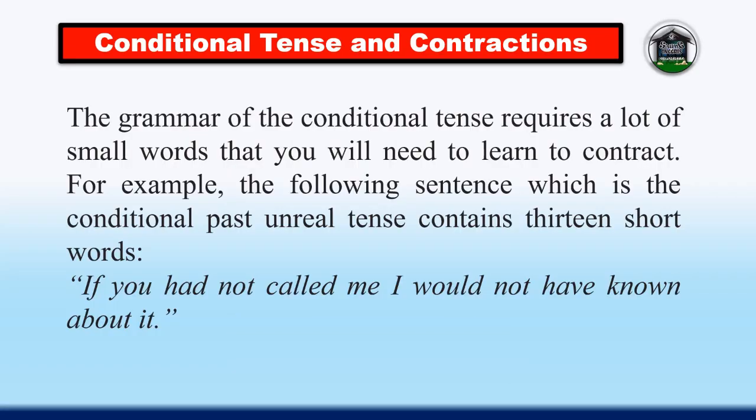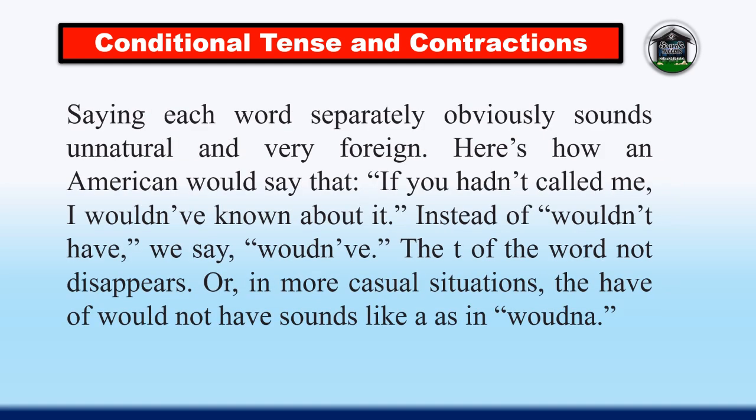The conditional tense using contractions. The grammar of the conditional tense requires a lot of small words that you will need to learn to contract. For example, the following sentence, which is the conditional past unreal tense, contains 13 short words. If you had not called me, I would not have known about it. Saying each word separately obviously sounds unnatural and very foreign. Here's how an American would say that. If you hadn't called me, I wouldn't have known about it.